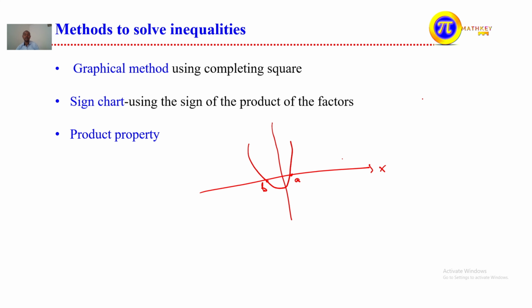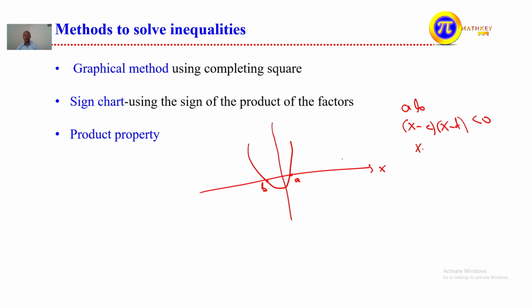In case of the sign chart, A times B indicates the factors, for instance x minus c times x minus d. This A is x minus c and this B is x minus d. The product is less than 0 if x minus c and x minus d have opposite signs. If one is positive and the other negative, their product is negative, so it is less than 0. We call this the sign chart.